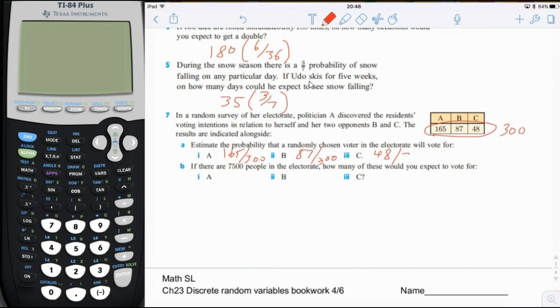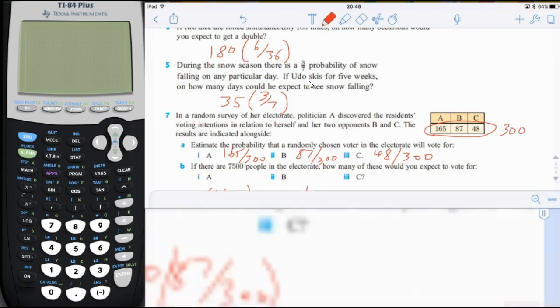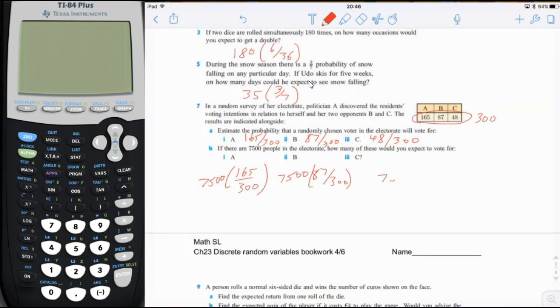Okay. If there are 7,500 people in the electorate, how many of these would you expect to vote for each one of these? So you're just going to take the probability that you calculated above, and you're going to multiply it times 7,500 in each case. 7,500, 7,500, and this is going to be 48 divided by 300. Okay. That's it. On to page 4.